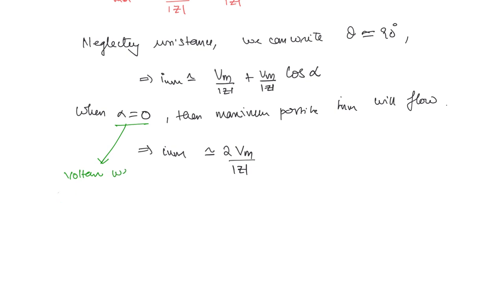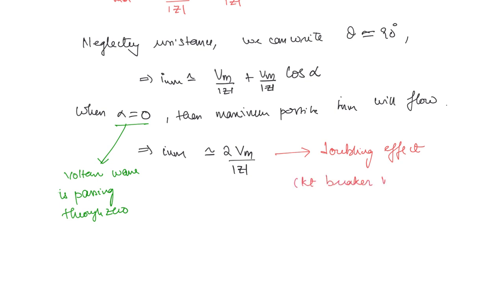So voltage wave is passing through 0, okay. And also, like I said, this is the doubling effect, okay, and the circuit breaker must be chosen to withstand this value of current. Okay.